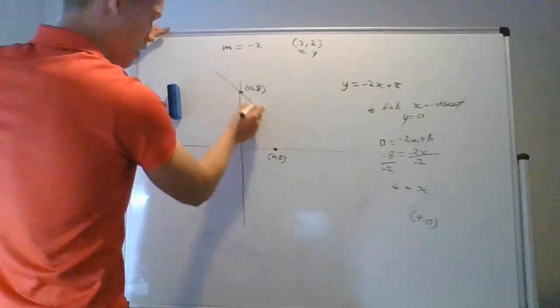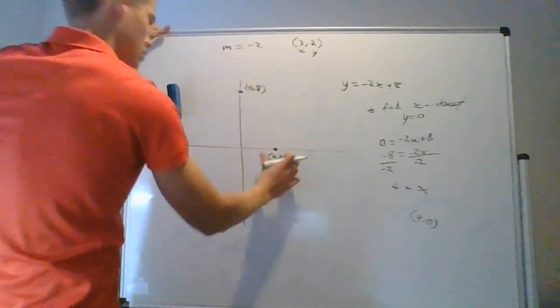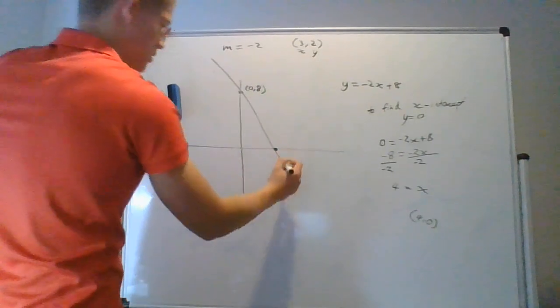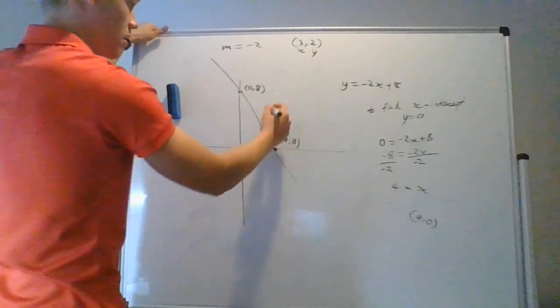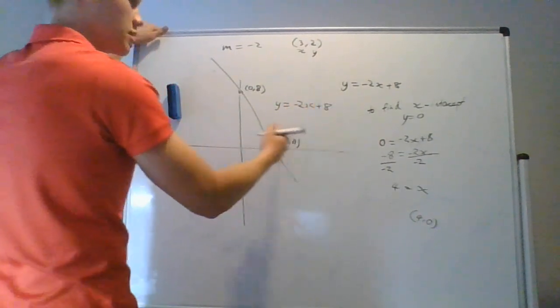So this straight line graph is going to, oh, that's not a good one at all. So it's going to cut at this point here and that point here. And that is how to sketch this particular graph.